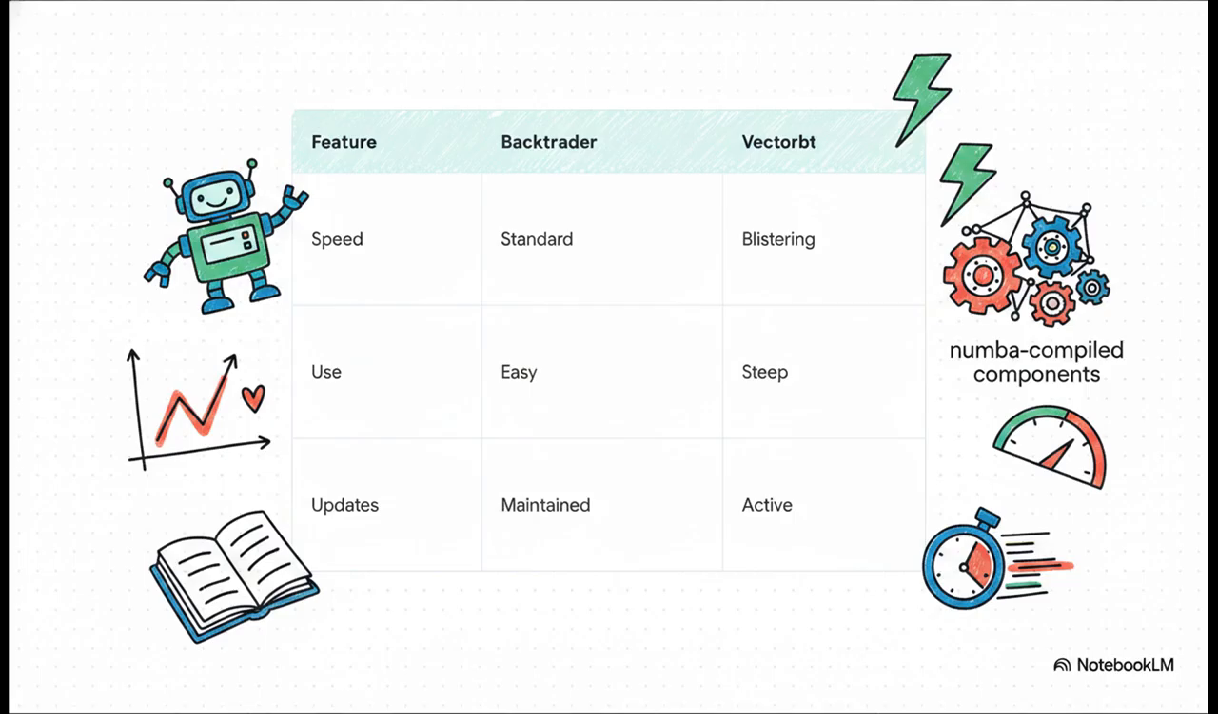It gets this blistering speed by using Numba-compiled components. Basically, it translates Python into machine code, giving you processing speeds that take mere seconds to accomplish what might take other libraries hours. It's totally wild.